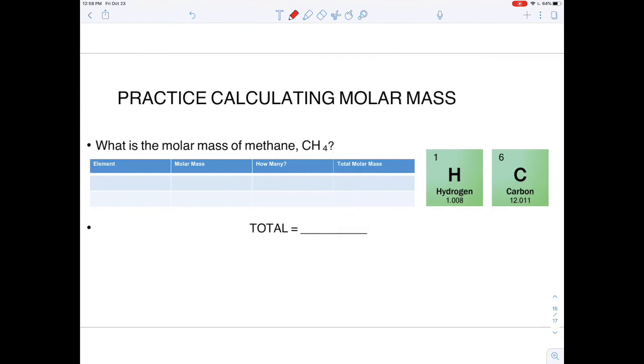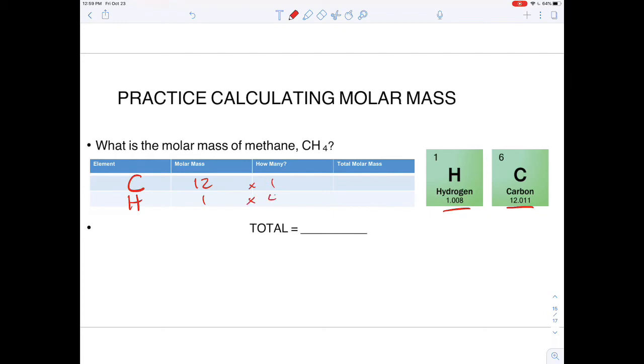All right, so you'll need a periodic table. If you don't have one, you can use ptable.com. What is the molar mass of methane? And I created this table. You don't have to use a table like this, but it helps me break it down. So the molar mass, we want to look at the number with decimals here. So 12 and 1. I'm just going to round it off to keep it simple.